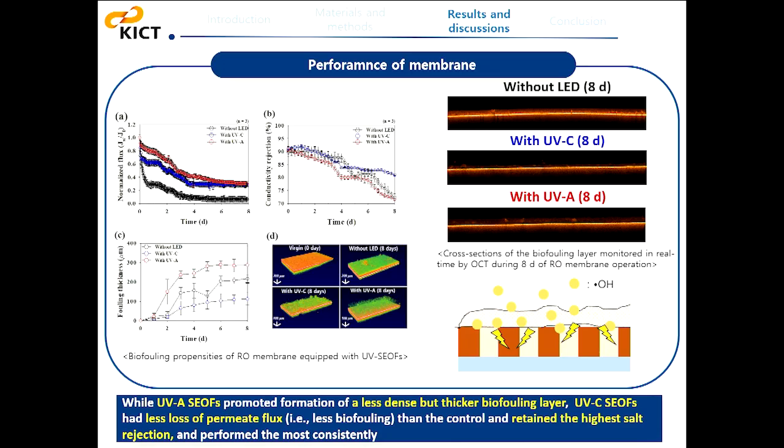Okay. So the left figure showed the water flux and salt rejection during controlled UVA radiation. The normalized flux of the reverse osmosis membrane decreased over time, indicating some biofouling likely occurred on the reverse osmosis membrane. However, as you can see in the figure, the side emission optical fiber, which is equipped with UV-C and UVA LED, decreased the biofilm formation.